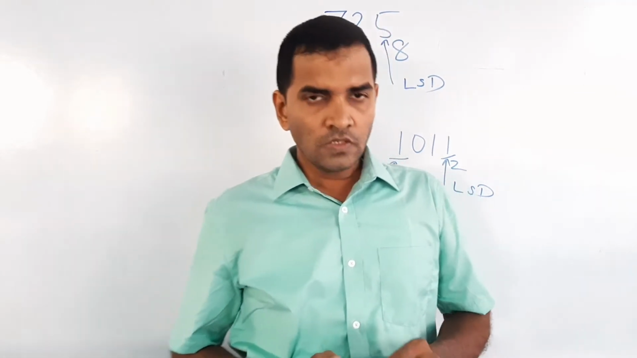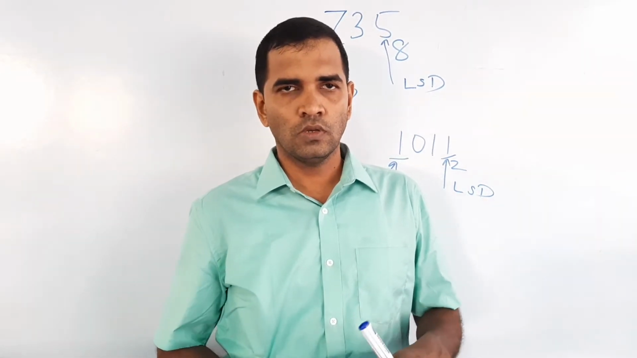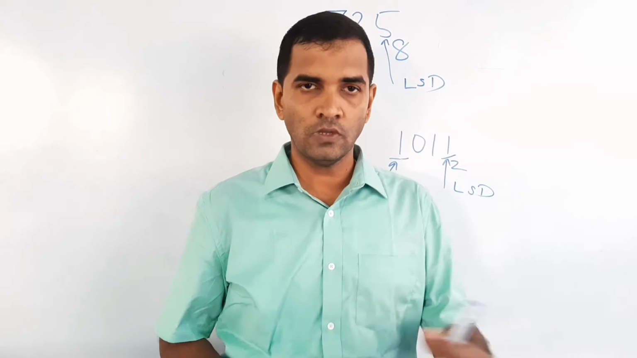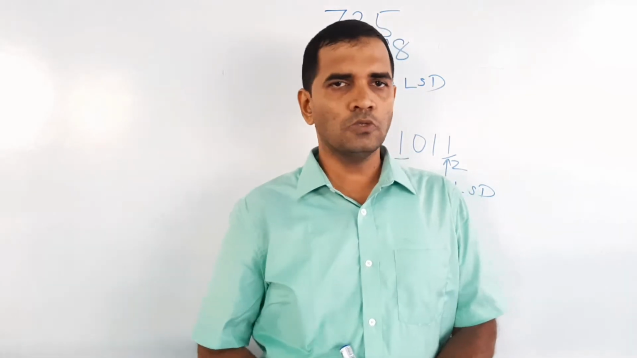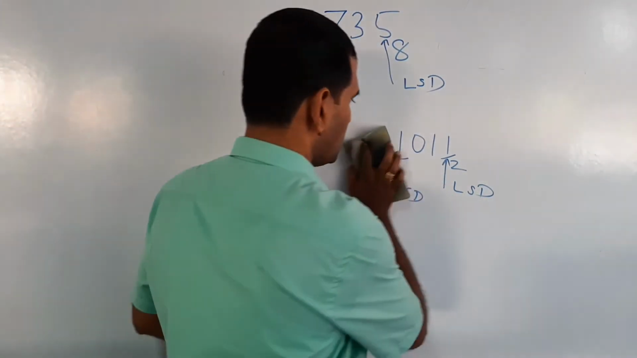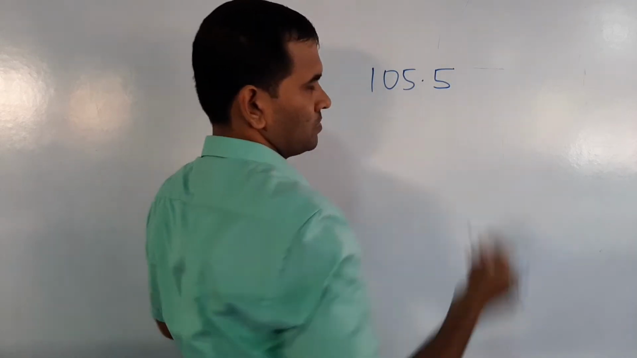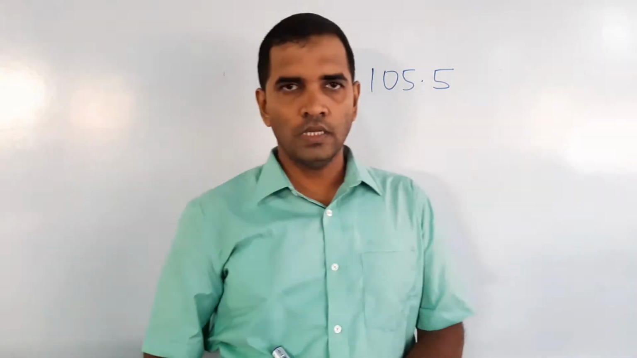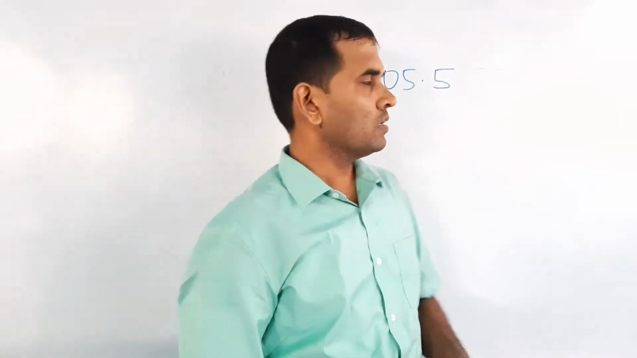But there may be some issues when the number has decimal points, right? If it is a whole number, you don't have any decimal places there. But when you have a number with a decimal place, then there may be something to be considered. So let me take a number with a decimal place. Take a look at this: 105.5. Yes, it's a decimal number, and as you can see, there is a decimal point there.